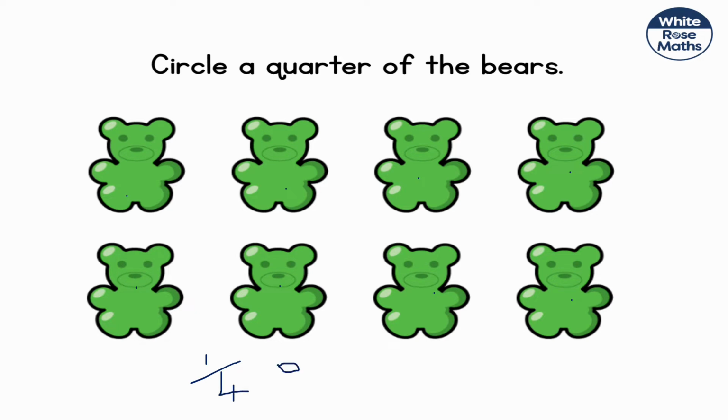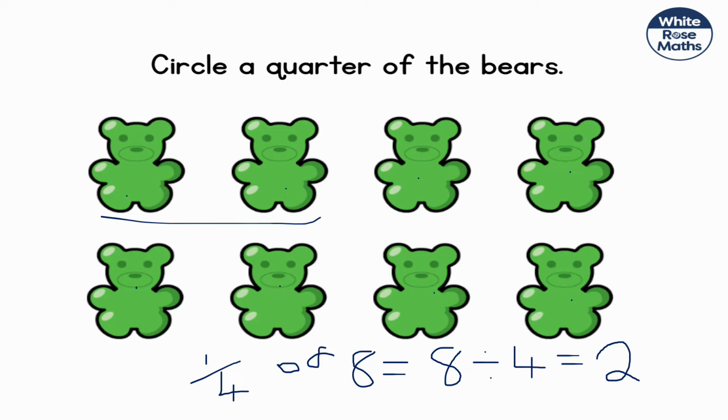A quarter, 1 out of 4 we say. A quarter of 8 means splitting it into 4 equal parts. So you are essentially dividing it by the denominator of the fraction, the bottom part of the fraction. 8 divided by 4 is 2. So I'm going to circle a quarter. That's a quarter, that's another quarter, that's a third quarter, and that's a fourth quarter. 4 quarters make a whole.